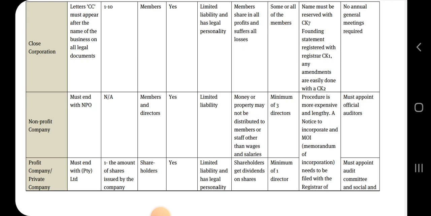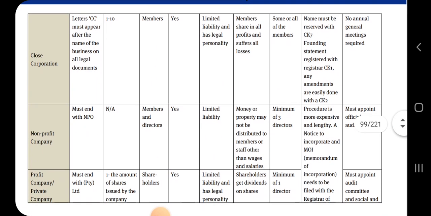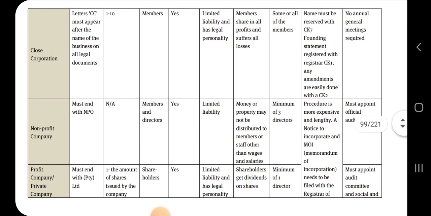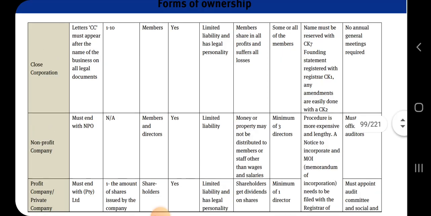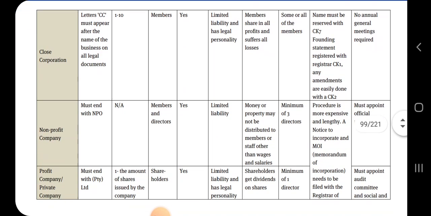So limited liability, personal liability and legal personality, yes. So a close corporation, a non-profit company, and a profit company all have legal personalities. So they are individuals. They are separated from the owners. Okay, so a close corporation has limited liability and has legal personality. And then members share in all profits and suffer all losses. So this is the difference, is that members are liable for all the losses and they share all the profits.